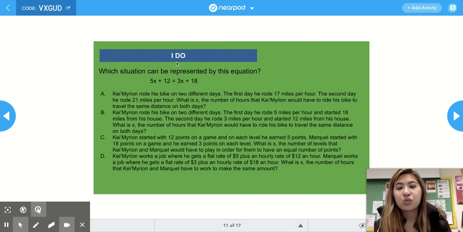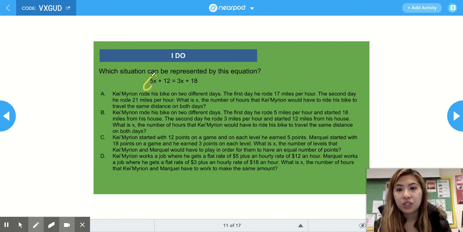For the second I do problem, it reads, which situation can be represented by this equation? 5x plus 12 is equal to 3x plus 18. So we see that our slope or our coefficients are 5 and 3, and then our constants are 12 and 18, positive 12 and positive 18.